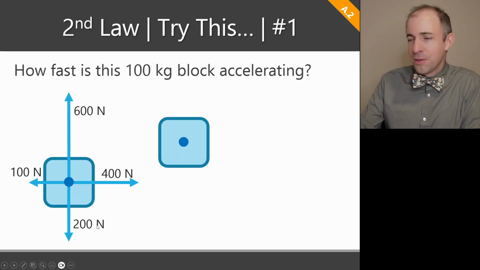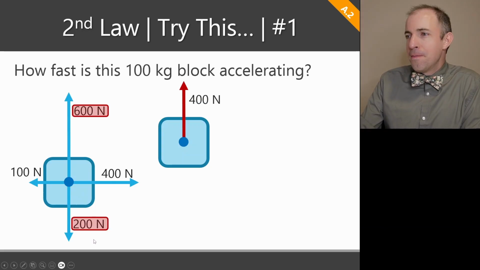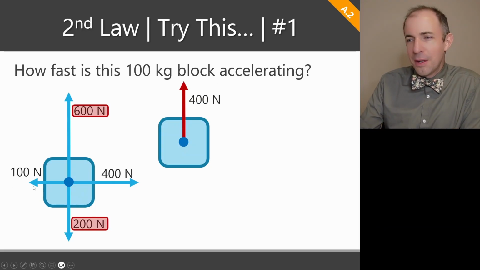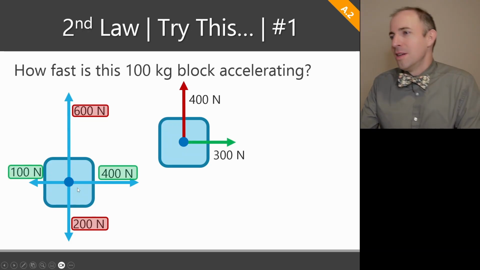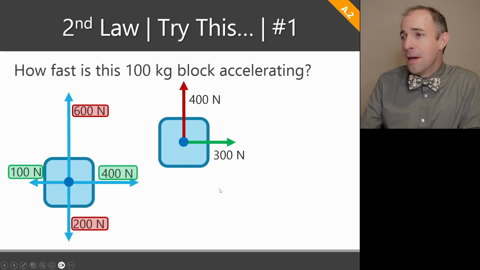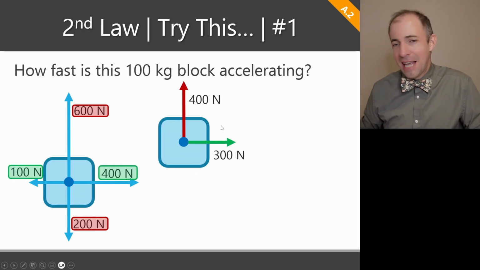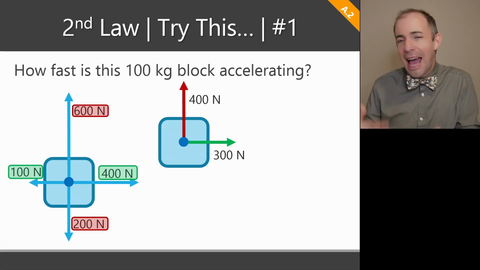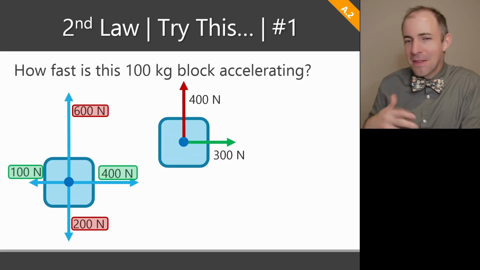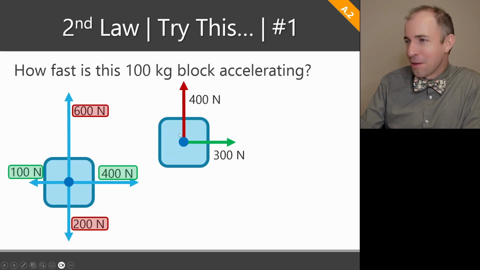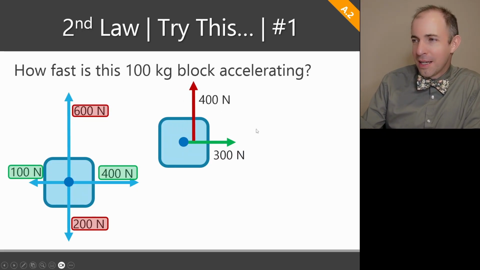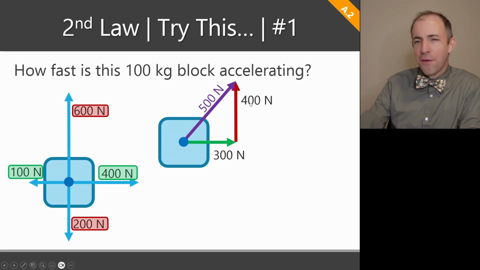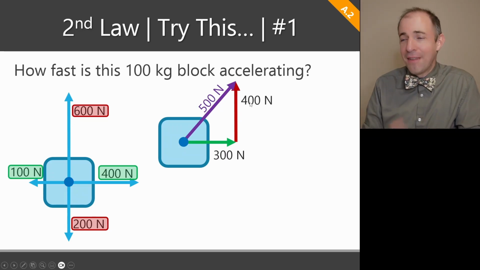I've got 600 newtons going up, 200 newtons going down, which means overall in the vertical direction is 400 up. 400 to the right, 100 to the left. Overall, we've got 300 to the right. Now, to combine these, it's not as simple as just adding them or subtracting them. They are at right angles to each other, which means the actual net force is at some angle. I can create a triangle basically by sliding this over and finding a hypotenuse. This is a 3, 4, 5, or 300, 400, 500 triangle.